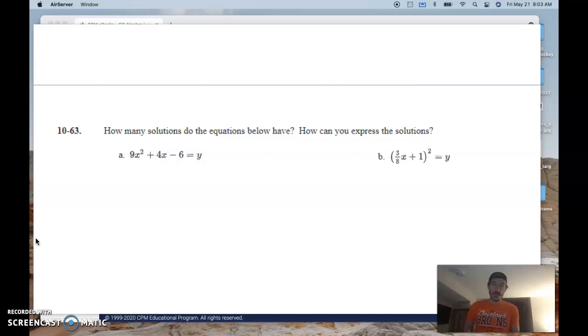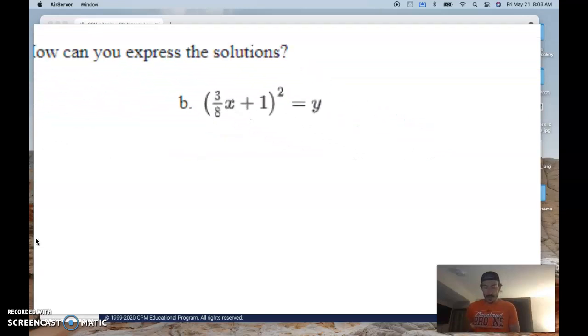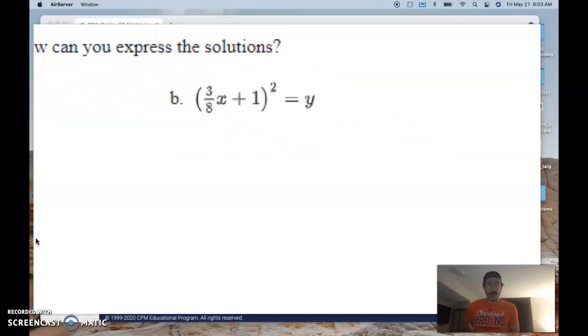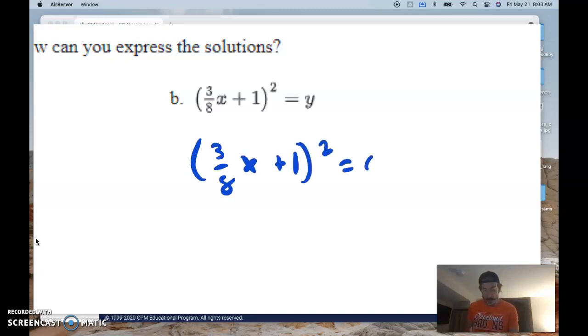Okay, a couple more problems here. How many solutions do we have below? How can you express the solutions? Well, ladies and gents, you're like, oh man, Anderson, there's no number over there on the right. Well, remember, we don't solve these things when they're equal to y. We have to set them equal to 0. So if I was going to do b first, I would set it equal to 0, and then I'd say, oh, yeah, I got 0 all by itself on the right. I've got that quantity squared, 3x plus 1 squared, isolated on the left-hand side. I could take the square root. I'd end up with one solution here.